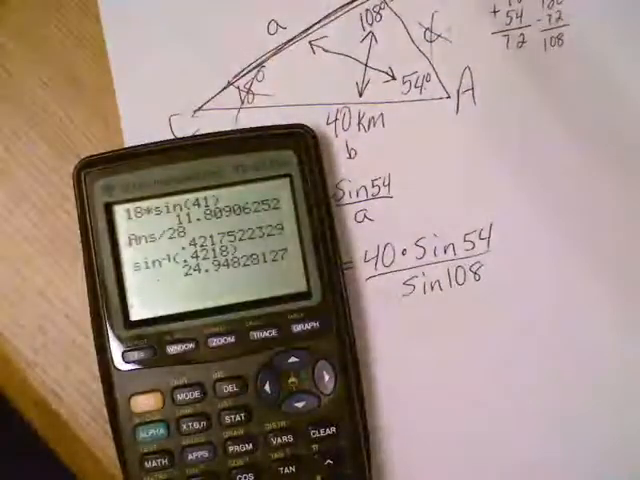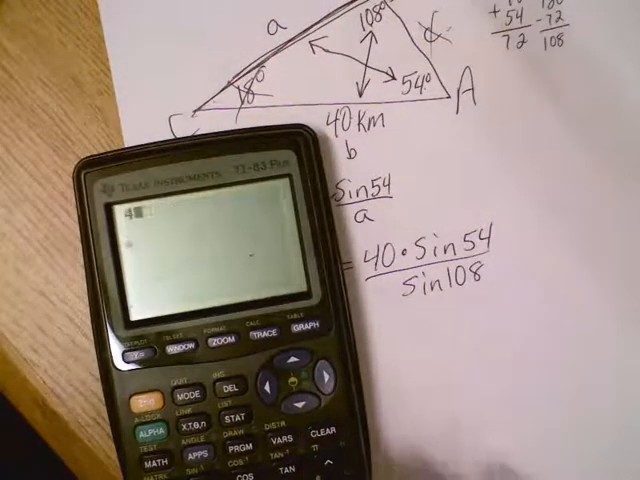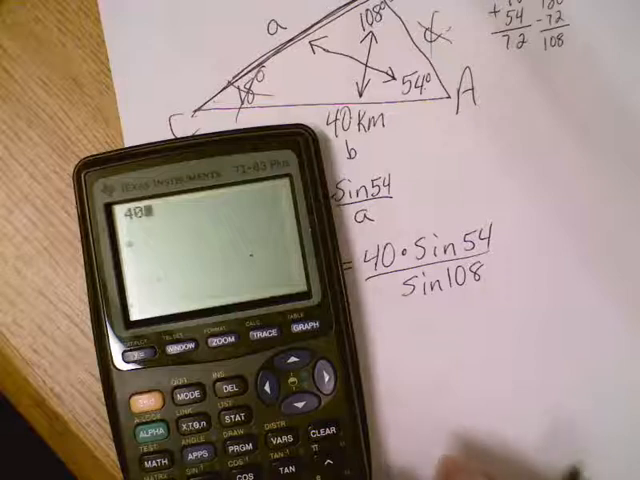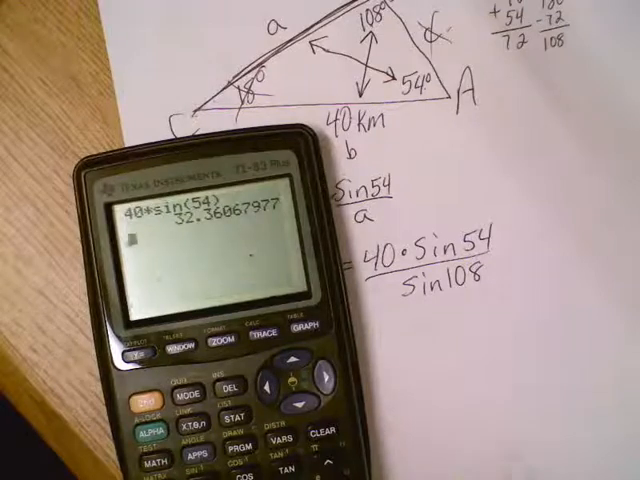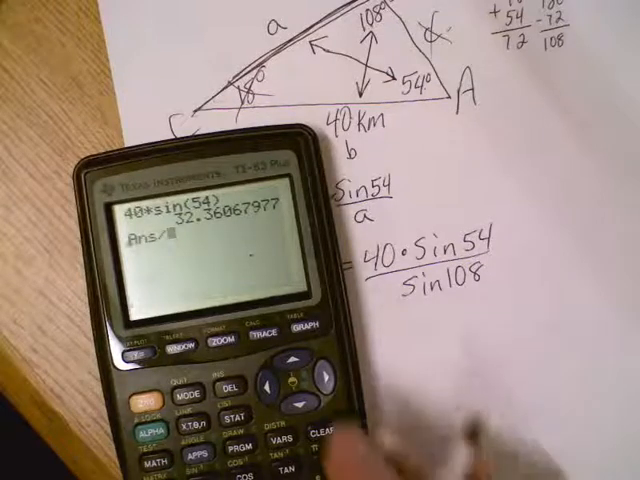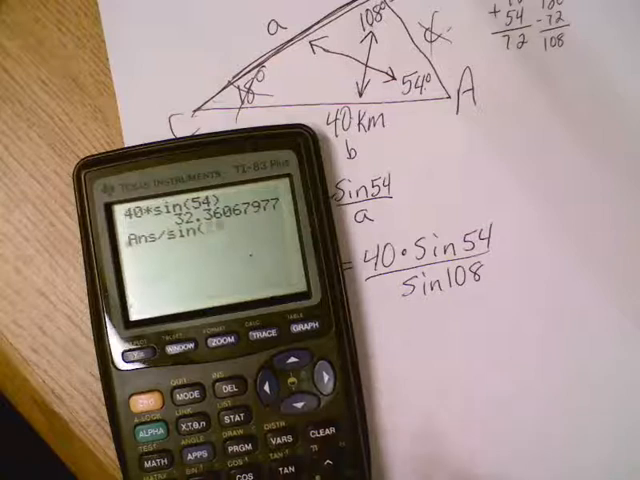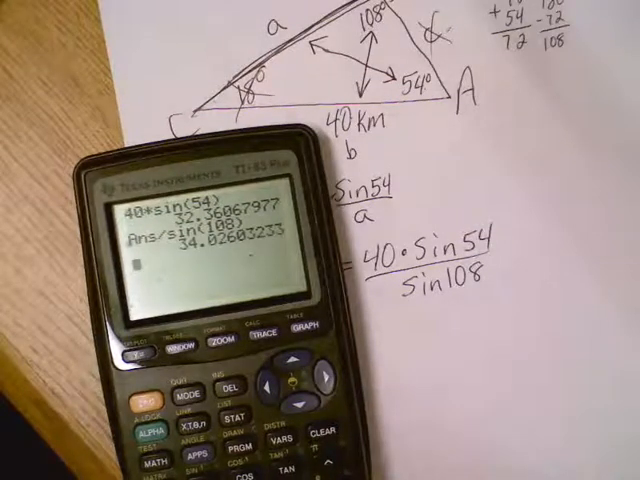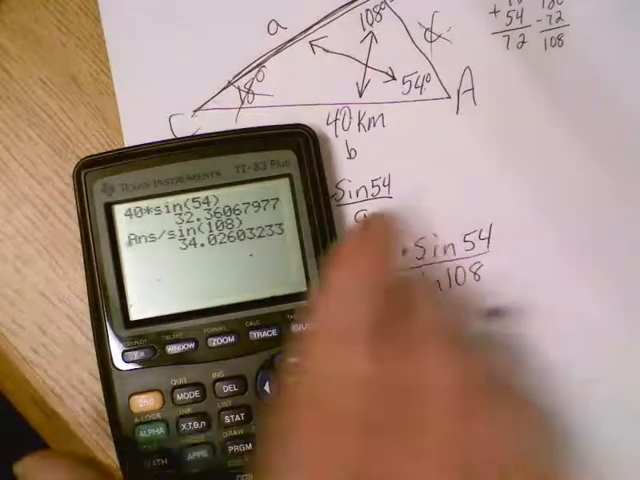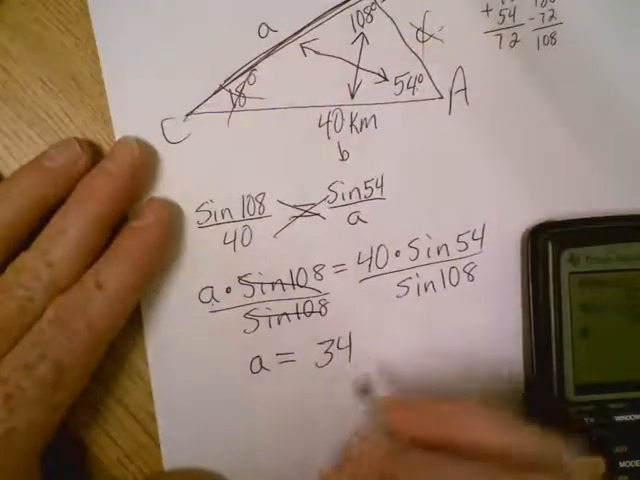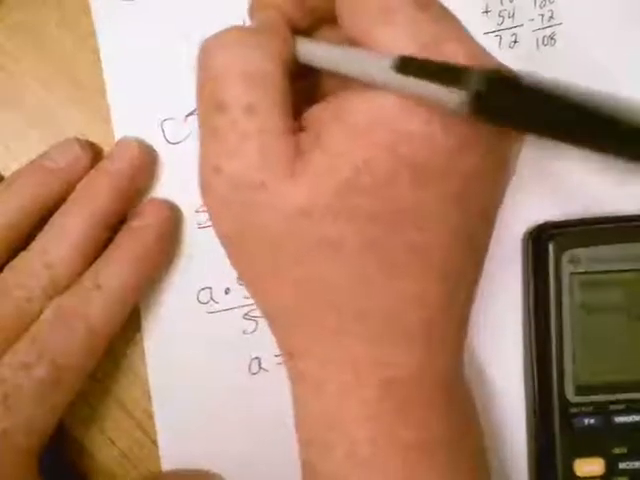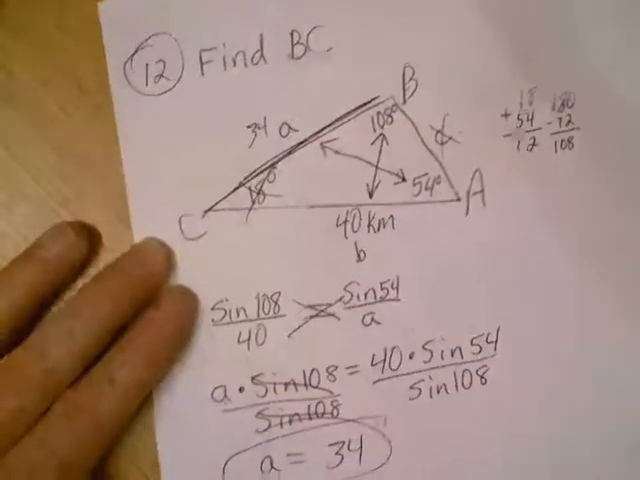Do what's on top first. 40 times sine of 54 gives us that number. Then just hit divided by sine 108, and it tells you that. And this time that's your answer, so it's about 34. So little a, length of that segment is about 34 units, whatever the units happen to be.